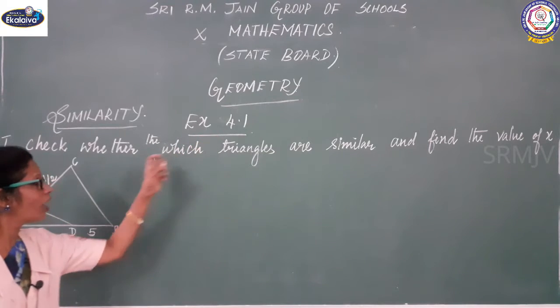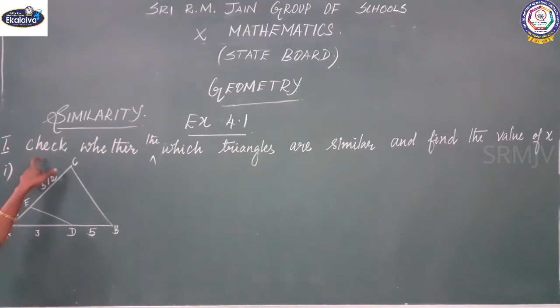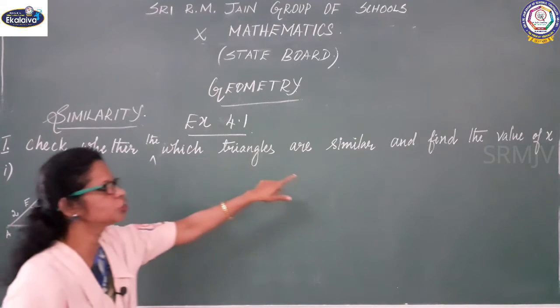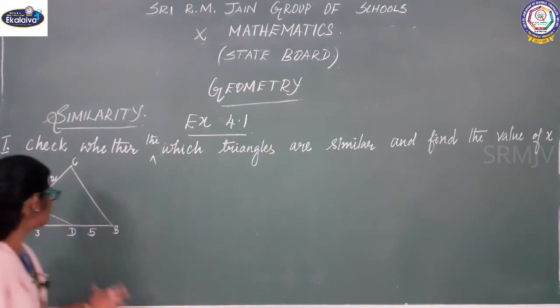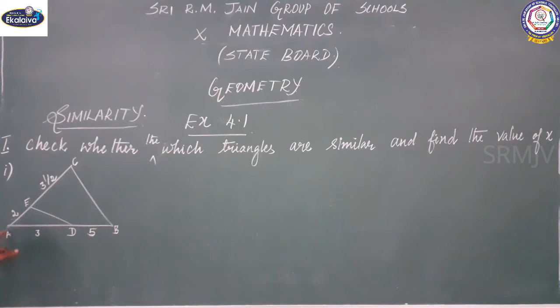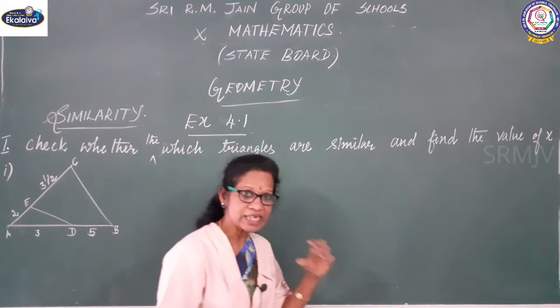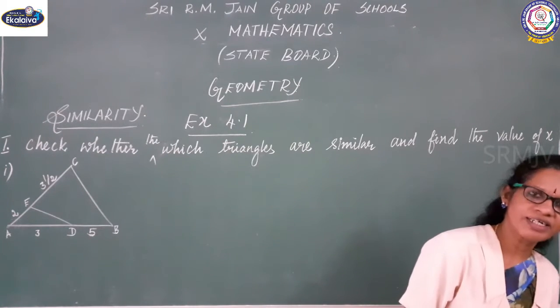Exercise 4.1, question number 1. Check which triangles are similar and find the value of x. Here you see two triangles. Visualize: one triangle is AED, another triangle is ACB. Similar means what I discussed, same shape, different size.